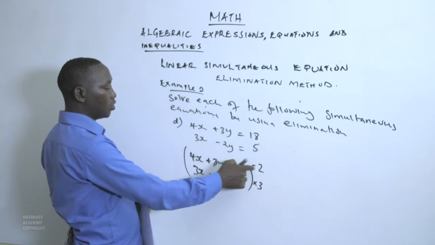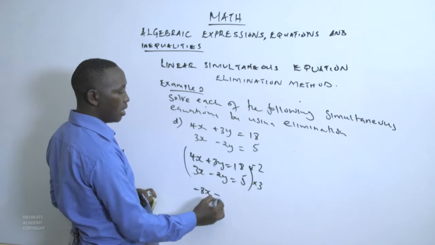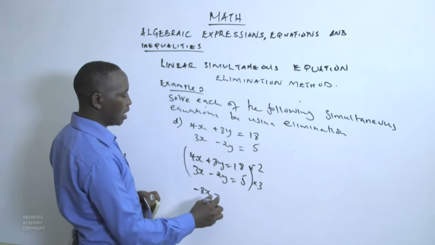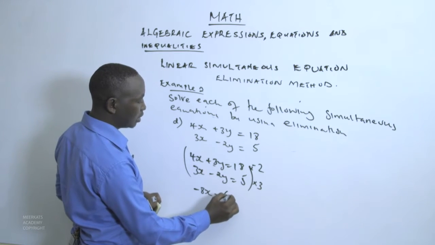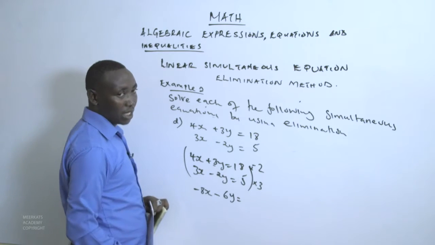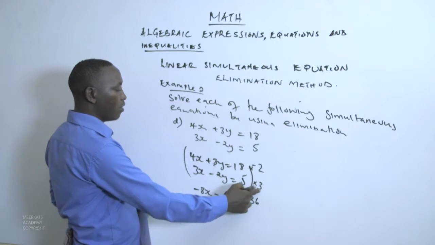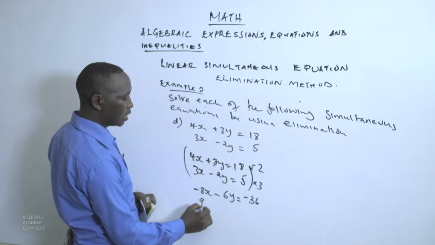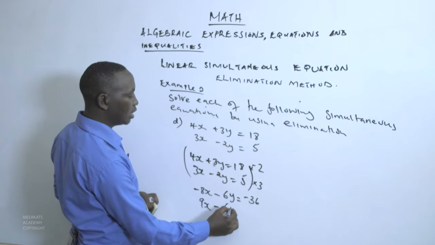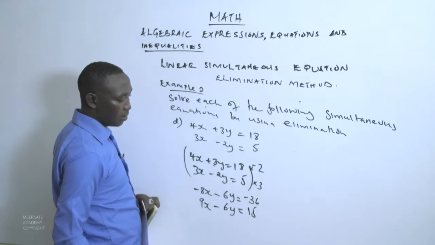When you do that, negative 2 multiplied by 4, you'll get negative 8x. Negative 2 multiplied by 3y, you'll get negative 6y, is equal to 18 multiplied by negative 2, you'll get negative 36. 3 multiplied by 3, you'll get 9x. 3 multiplied by negative 2y, you'll get negative 6y. 3 multiplied by 5, you'll get 15.